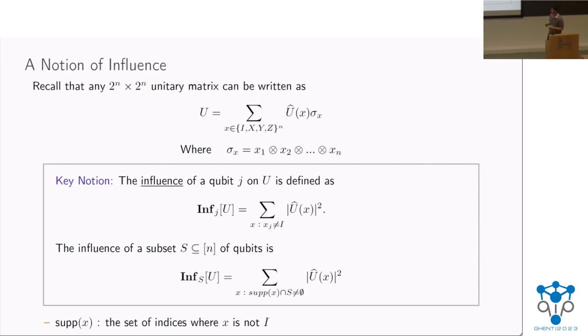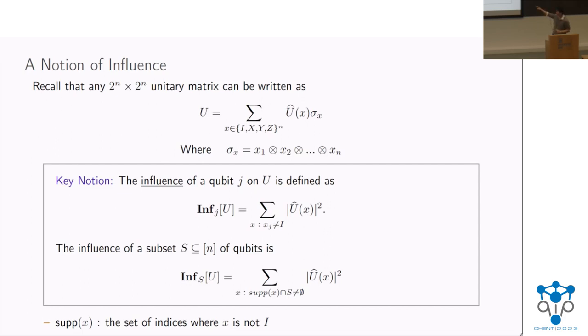Let me start off by recalling that an n-qubit unitary matrix can be decomposed in the fashion you see above. Essentially, you can think of this as a sort of Fourier decomposition. You have 4 to the n terms, and each term corresponds to one of these sigma x matrices. Each of these matrices, sigma x, corresponds to a tensor product of Pauli matrices, and associated with each sigma x is a complex coefficient. This is a Fourier coefficient, if you will. The way we define influence here is we add up the squared norms of the coefficients that correspond to sigma x's that act non-trivially on qubit j.